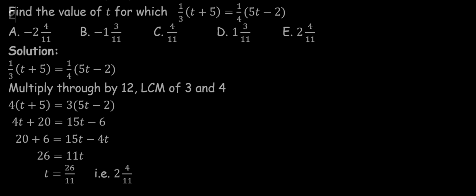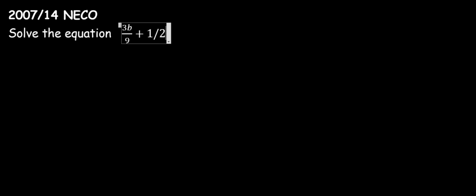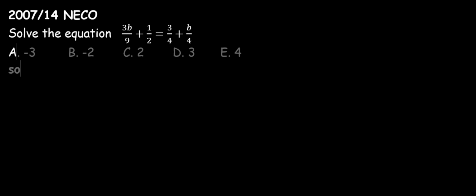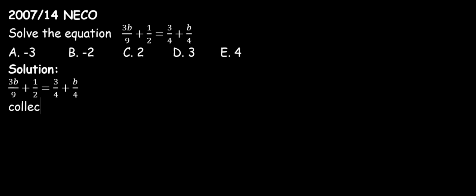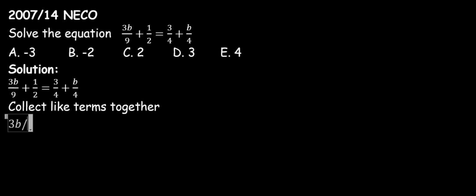Another example. Solve the equation 3b divided by 9 plus 1 over 2 equals 3 divided by 4 plus b over 4. And the options are given. Solution. First, we write out our problem. And next, we collect like terms together. And we have 3b divided by 9 minus b divided by 4 equals 3 over 4 minus 1 over 2.